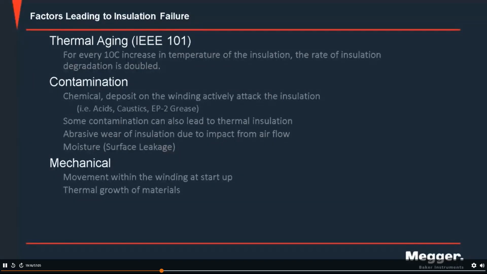So insulation can also degrade mechanically, just the movement of the windings. In our next webinar, I believe there's maybe a video we can show you that physically demonstrates this significant amount of movement of the winding.